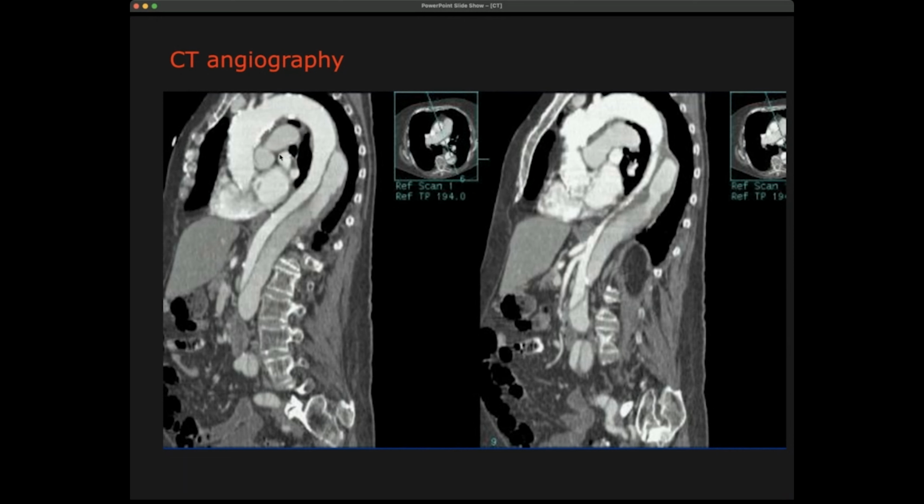And so CT with contrast is the typical way to look at this. So you see here again that the real aorta is becoming compressed, it's very, very small.